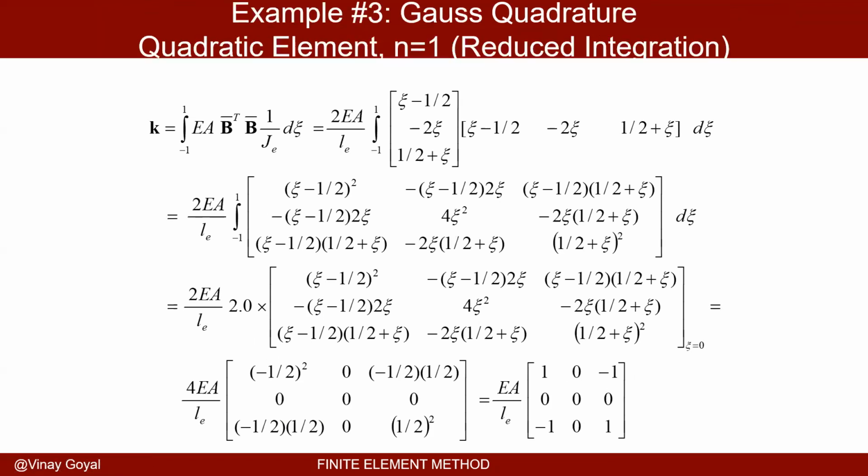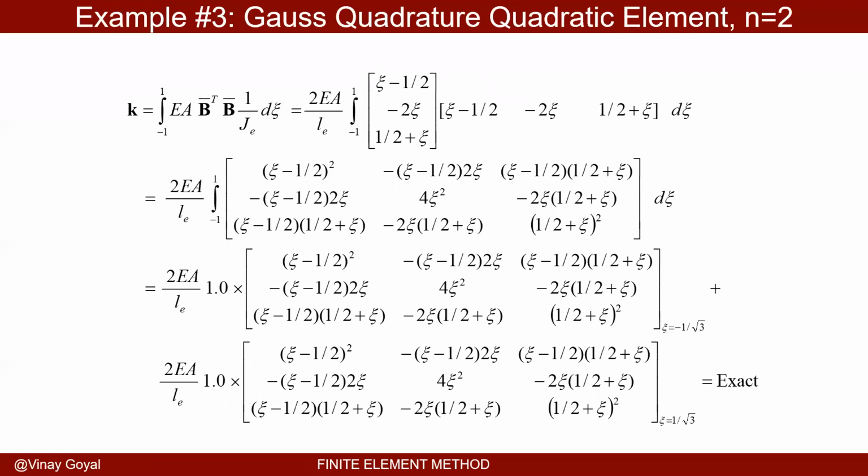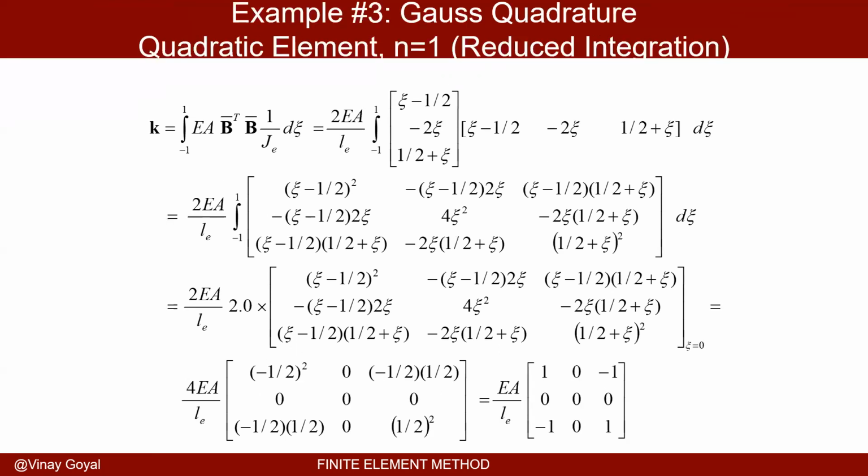I have no questions. But say I want to do the same problem, the same integral, but with n equals 1, because you can choose what Gauss quadrature you want. N equals 2 is one possibility, which gives you the exact solution, but I can use a lower integration. I can just use 1 point, and I call that a reduced integration.